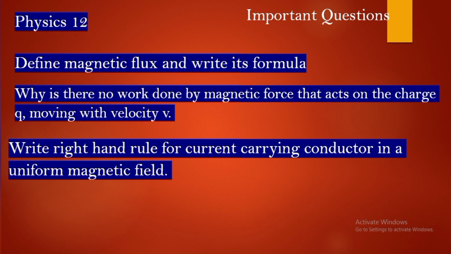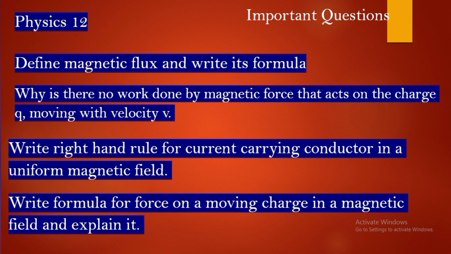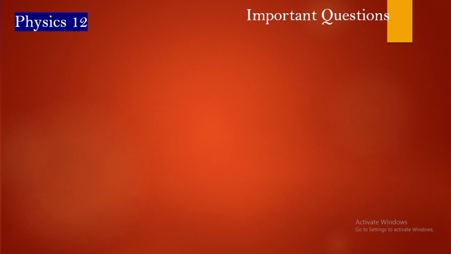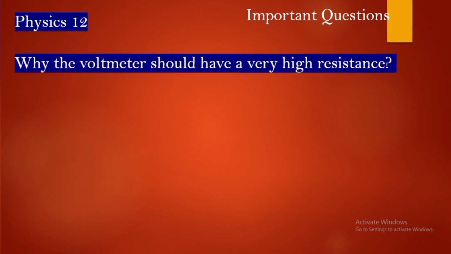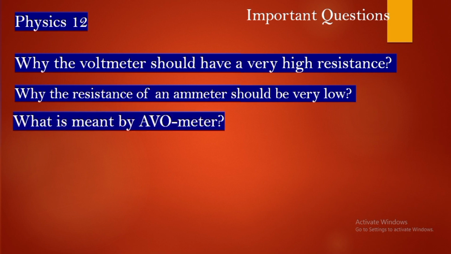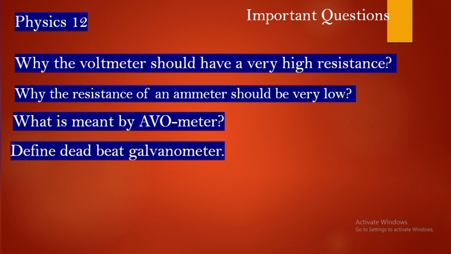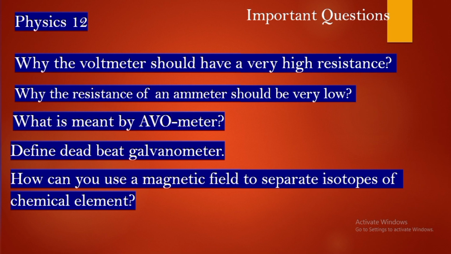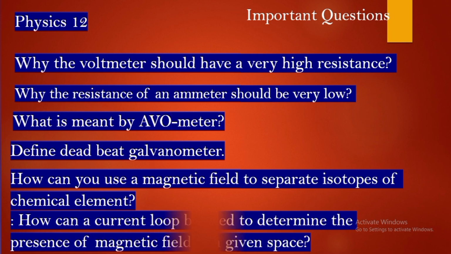Right hand rule for a current carrying conductor in a uniform magnetic field. Write the formula for force on a moving charge in a magnetic field and explain it. Why should a voltmeter have very high resistance? Why should the resistance of an ammeter be very low? What is meant by AVO meter? Define galvanometer. How can we use a magnetic field to separate isotopes of a chemical element?